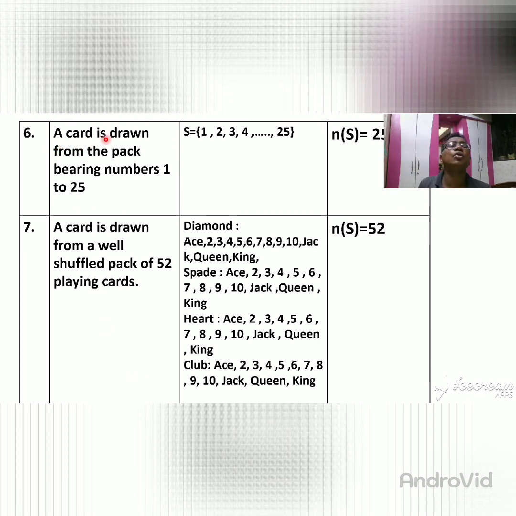Then another question that can come on the board: A card is drawn from a bag bearing numbers 1 to 25. So you can make cards, and on those cards you write numbers 1 to 25. So what will be the probability of that? How is it seen? Here the sample space is written: 1, 2, 3, 4, 5, and such a way right up to 25. So 25 numbers are written on 25 cards, each number on a separate card. So there are 25 numbers.